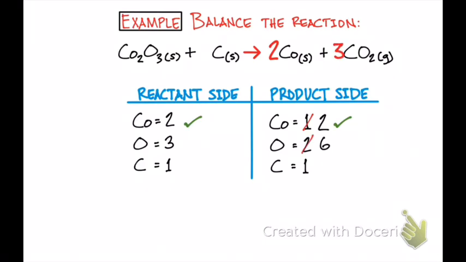So oxygen contains a total of 6 oxygen atoms, and because we added the coefficient here in front of carbon dioxide, the carbon is also affected. So we're going to have to recount the number of atoms for carbon. So on the product side, we have a total of 3 now.